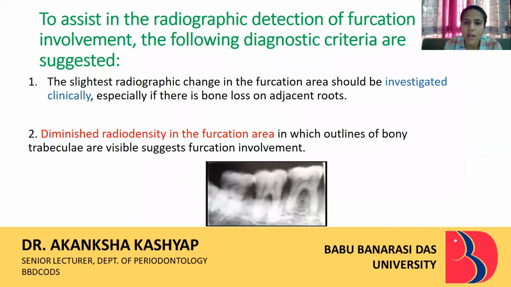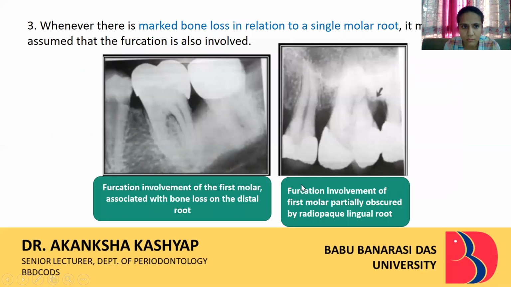And to assist in the radiographic detection of the furcation involvement, the following criteria are suggested. Whenever we see the slightest amount of change in the radiograph in the furcation area, it should be investigated clinically. Also, when there is a clear diminished radiodensity in the furcation area, it means that the furcation is involved. And whenever there is marked bone loss in relation to a single molar tooth, like here you can see there is marked bone loss in relation to the distal root of the first molar, in those cases we can assume that the furcation is involved.